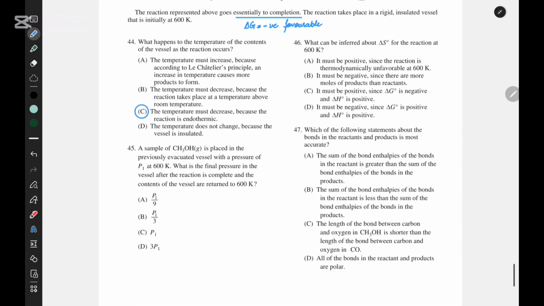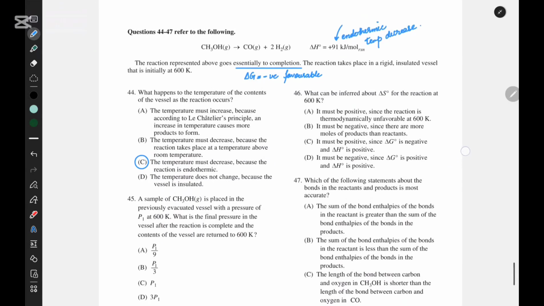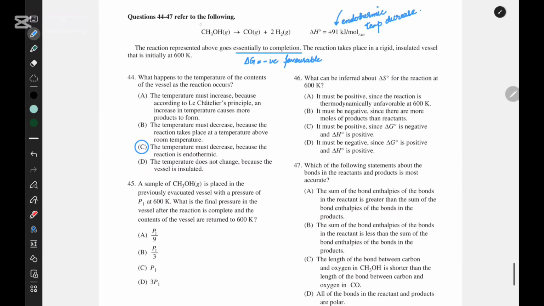In the next question, they are saying a sample of ethanol is placed in an evacuated vessel with a pressure of P1 at 600 Kelvin. What is the final pressure in the vessel after the reaction is complete? You can see that before, it had moles N1 equal to, let's say, 1 mole, and after the reaction has been done, N2 becomes 3 moles, because 1 mole of CH3OH forms 1 mole of carbon monoxide and 2 moles of H2. So total are 3 moles.